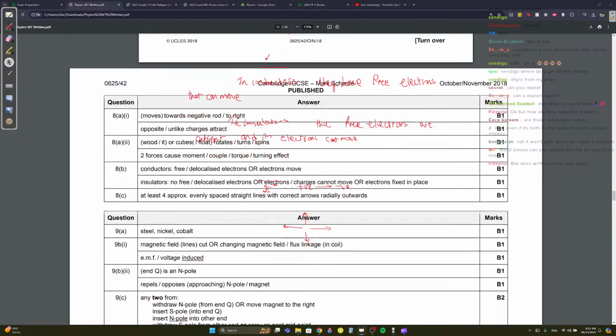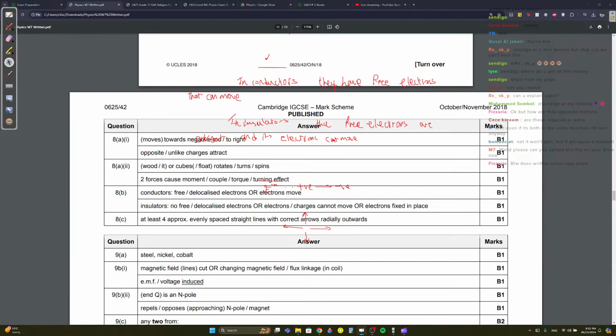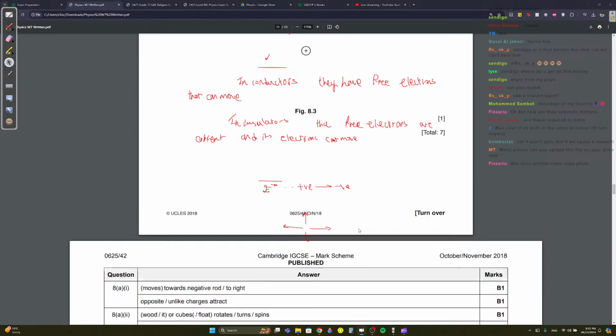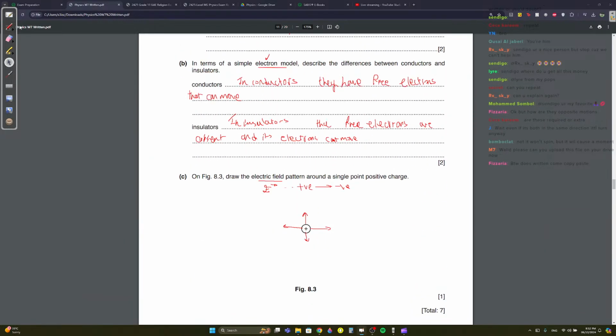It has to be at least 4. Evenly spaced straight lines with correct arrows outwards. They have to be evenly spaced and they have to be the same length, guys. Don't draw it like how I did. Let's draw it a bit better. Please get a ruler with you.